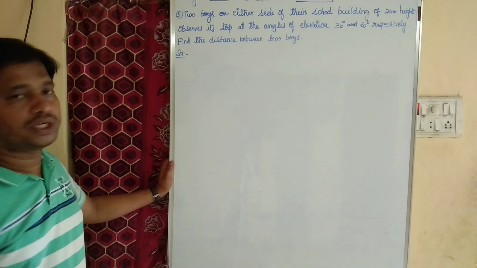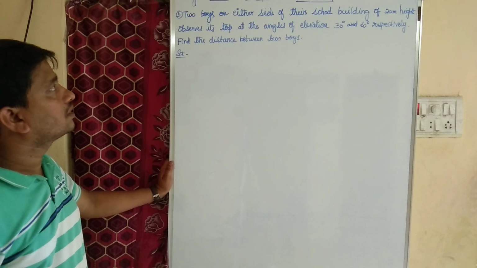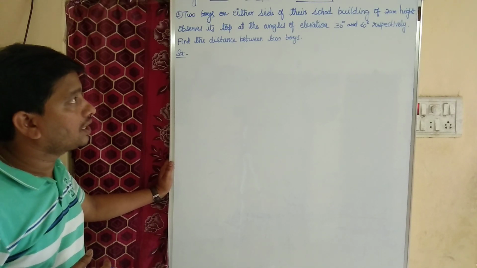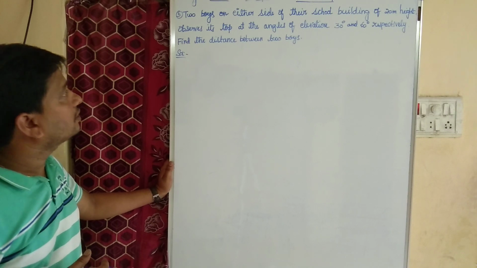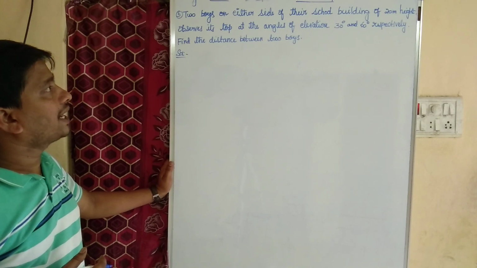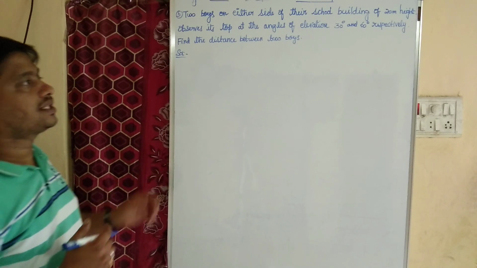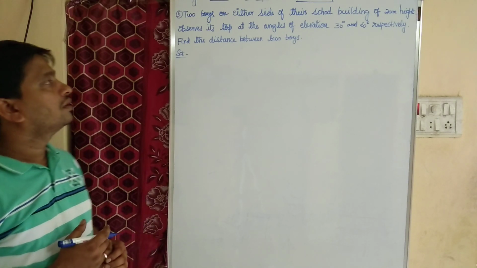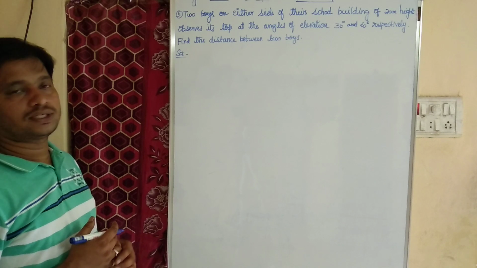Now coming to the fifth question. Two boys on either side of a school building of 20 meters height observe its top at angles of elevation 30 degrees and 60 degrees respectively. Find the distance between the two boys.